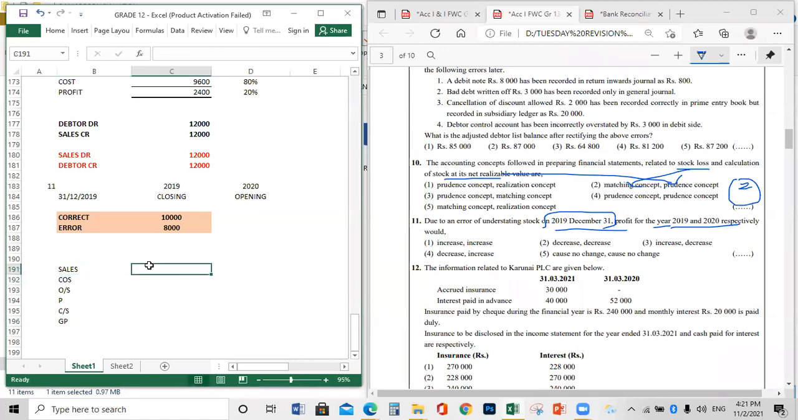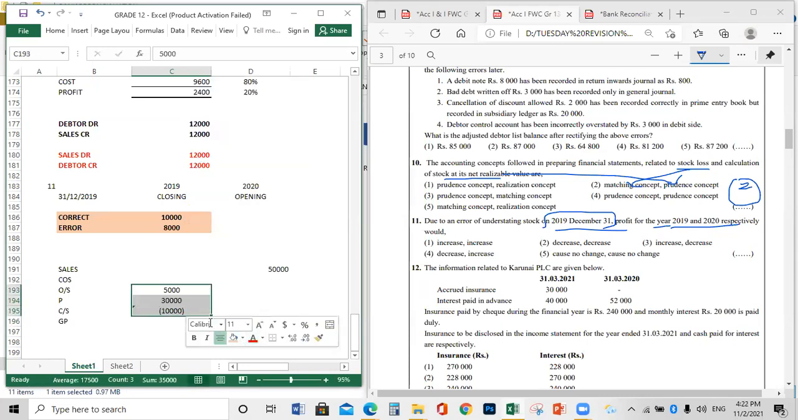So let's assume, guys, the sales is 50,000. Now we are doing 2019. Let's assume the opening is 5,000. Let's say the purchase is going to be 30,000 maybe. And now see the closing stock. The correct one should be 10,000. I'm doing it for 2019. The correct one should be 10,000.